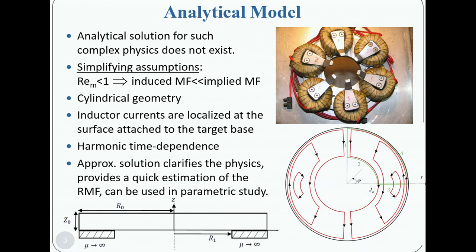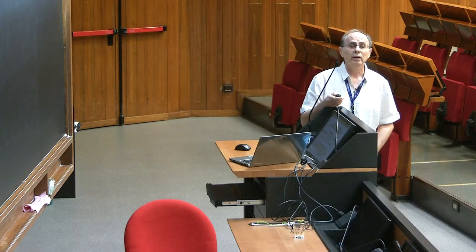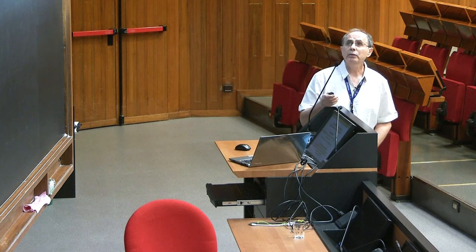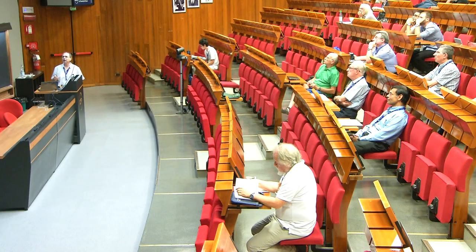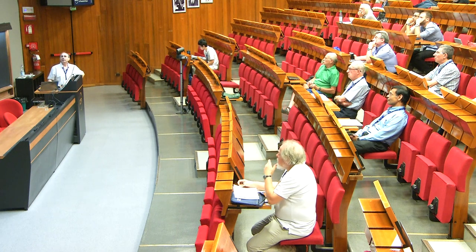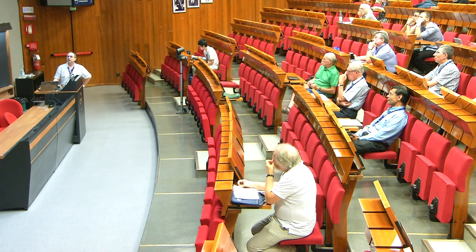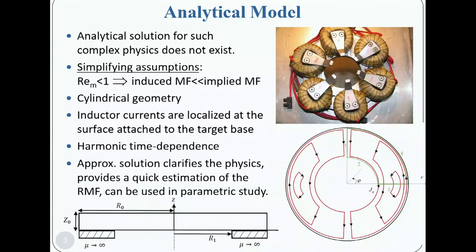Now, an analytical solution for such complicated geometry, of course, doesn't exist. So we use a number of simplifying assumptions. The first simplifying assumption is that the magnetic Reynolds number is small, and that's really the case, because magnetic diffusivity is of order 1, and the size of the target is small. So the induced magnetic field is much smaller than the field generated in the inductor. So we have to compute only the field generated in the inductor and then use it as part of the Lorentz force in the Navier-Stokes equation.